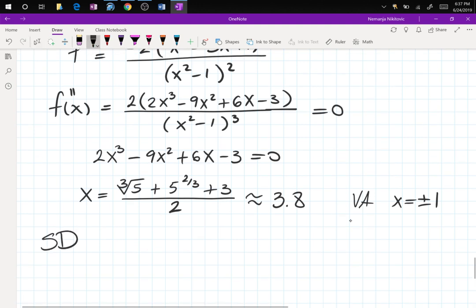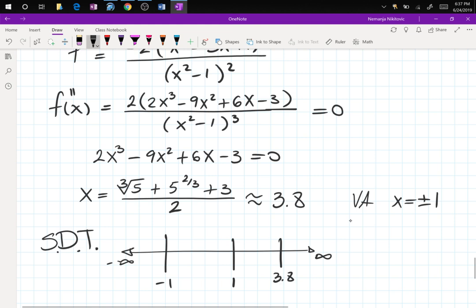On the second derivative test, we have to partition. So we have our infinite domain, negative infinity to positive infinity, and we have to make these three partitions. Partition number 1 for negative 1, partition number 2 for positive 1, and partition number 3 at about 3.8. To pick our test values now, we pick 4 numbers. We pick negative 2, we pick 0, we pick 2, and we pick 4.